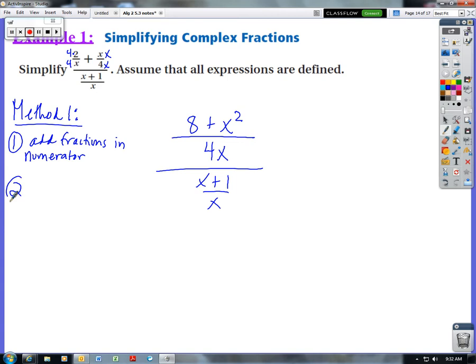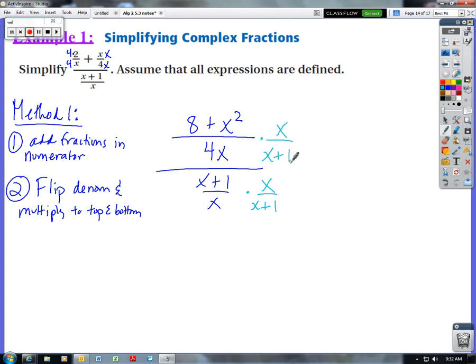Second step is to flip the denominator and multiply. Multiply top and bottom. So what that looks like is, we'll go to this color, flip the bottom, so that's going to be x over x plus 1, in other words, the reciprocal. And I have to do that to the bottom and the top. You have to do it to both, because what I'm doing now is this is 1. Something divided by itself is a big fat 1. So I'm only multiplying this thing by 1. I'm not changing the meaning.